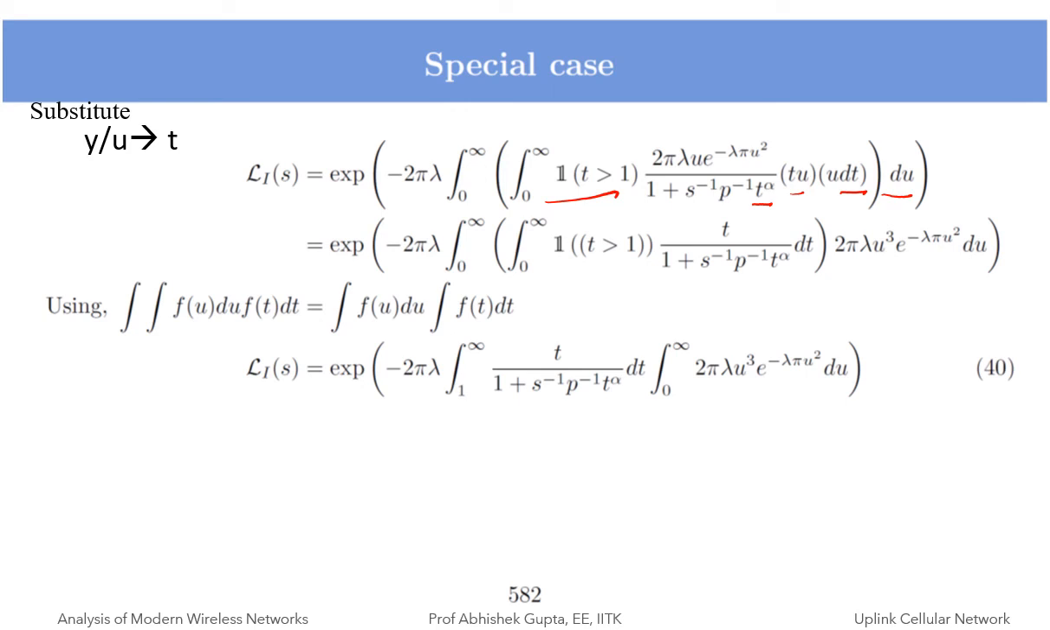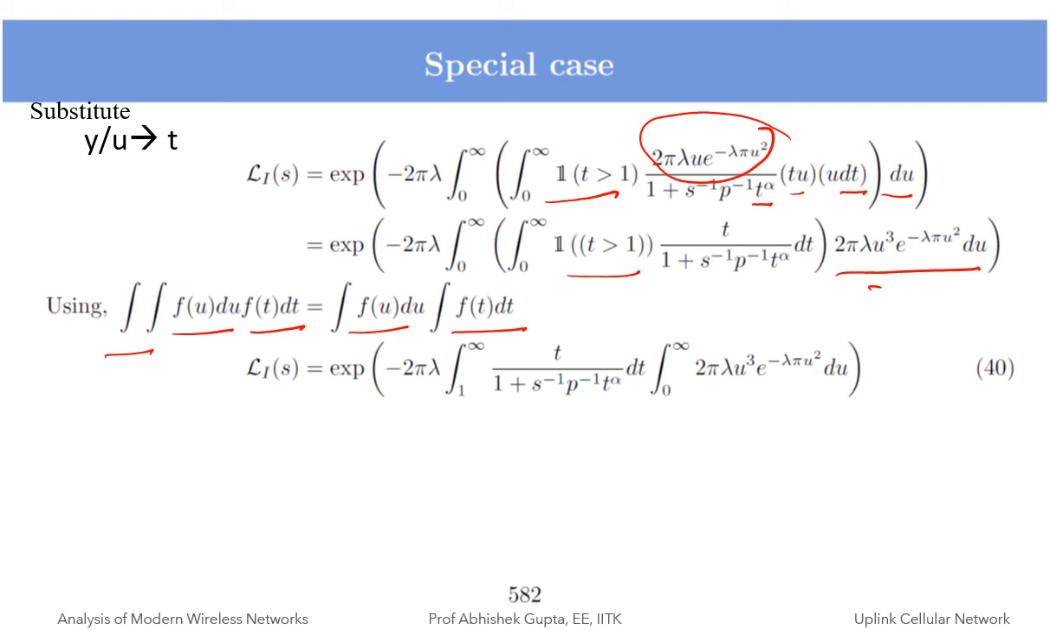that this indicator is t greater than 1, then this term no longer depends on t, so I can take it outside and this comes here. Now this part does not depend on t and this part does not depend on u, so I can separate them out. We know that if there is an integration f(u) du and f(t) dt, I can separate the integration into integration of f(u) du multiplied by integration of f(t) dt. So if there is no single function which has both t and u, I can separate the integrations.